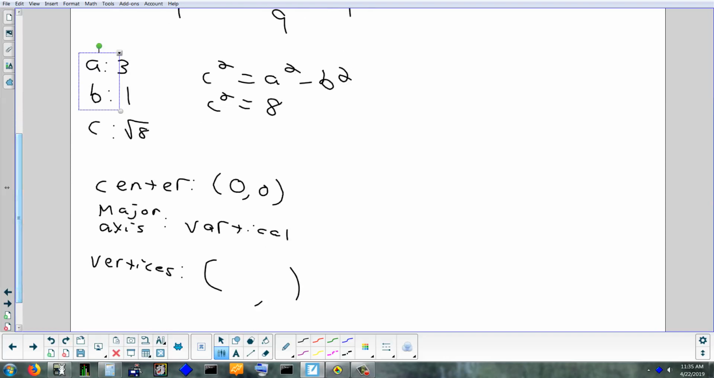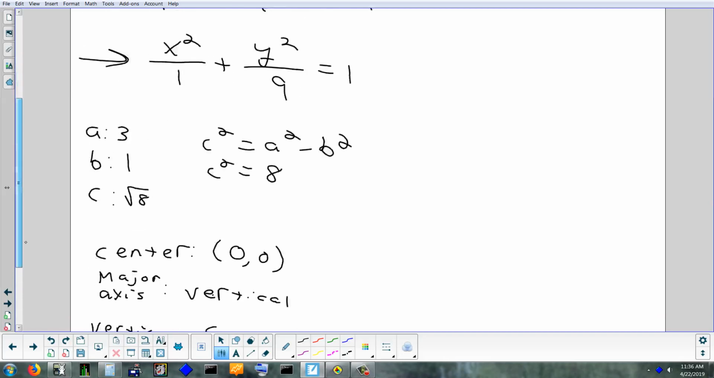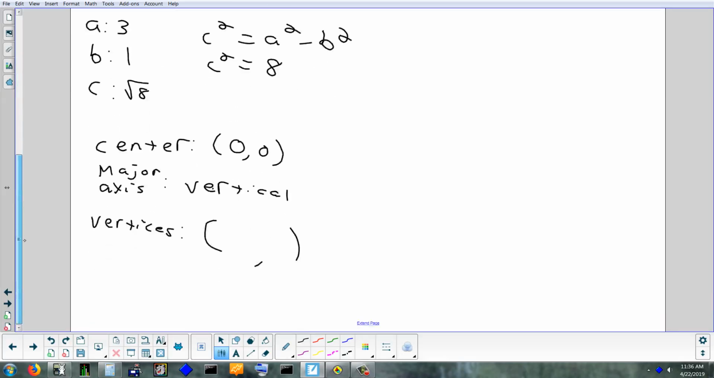Yep. I just have a question. For the major axis, so like the bottom numbers, I'm confused on how you got it. The major axis. So you just look where the bigger number is, and that tells you which way it goes. If the bigger number is under Y, it goes in the Y direction. Oh, okay. Bigger number under X goes in the X. And then the vertex would be plus or minus 3, 0? Or no, 0 plus or minus 3. 0 plus or minus 3, because it's above and below. Yep. So there's my vertices.